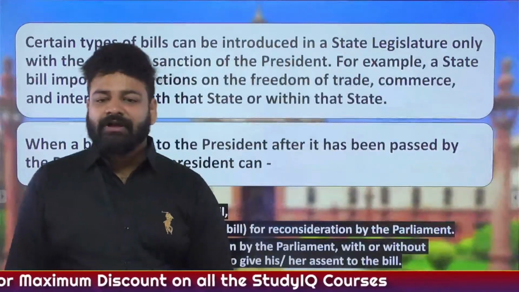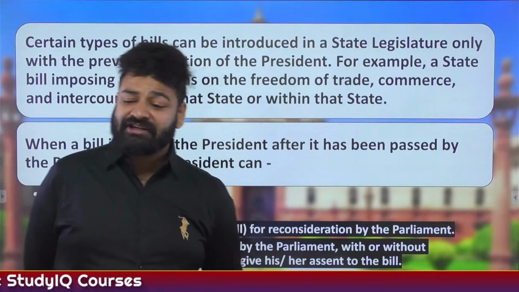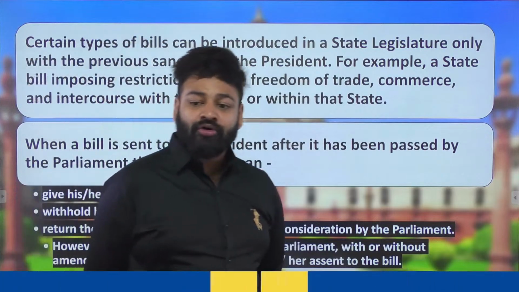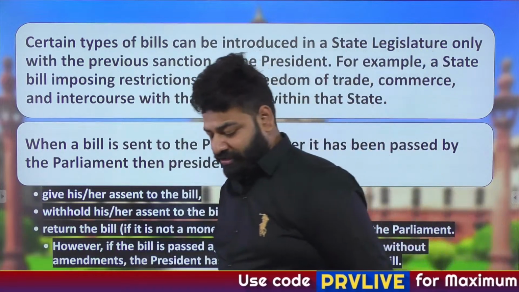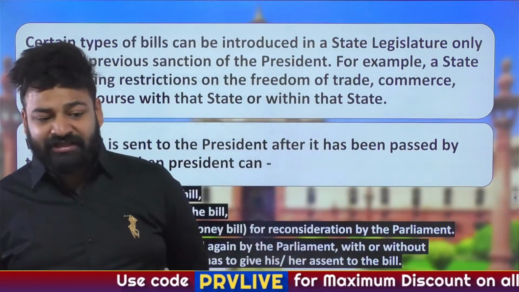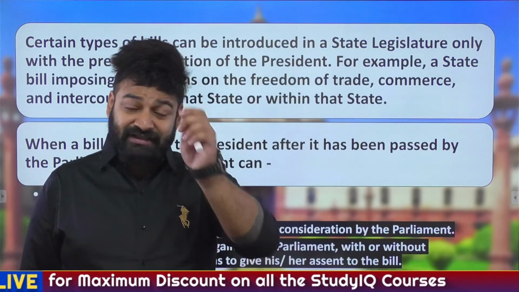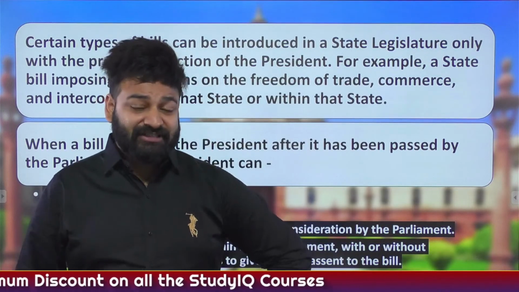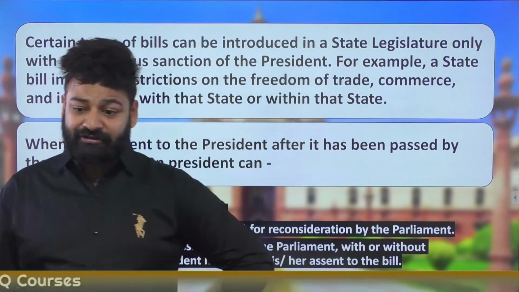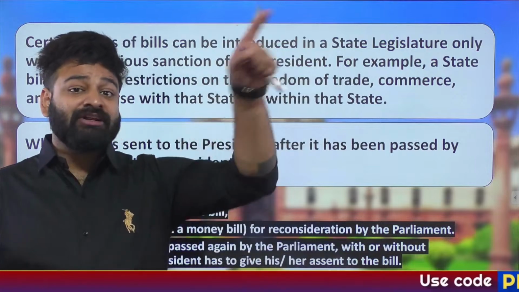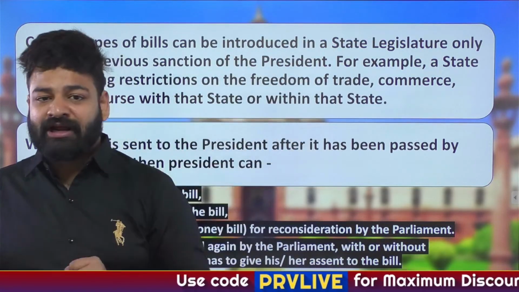Next, certain types of bills can be introduced in a state legislative assembly only with the previous sanction of the president. There are certain types of bills to be presented in the state legislative assemblies that also need the prior sanction of the president. Prior sanction of the president, not even the governor. President. What are those types of bills?